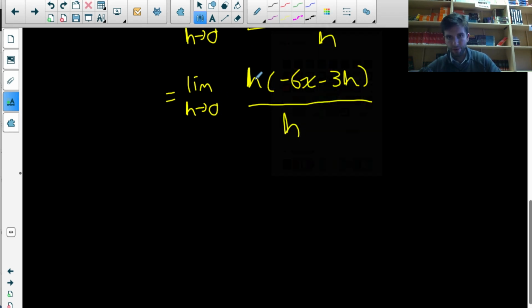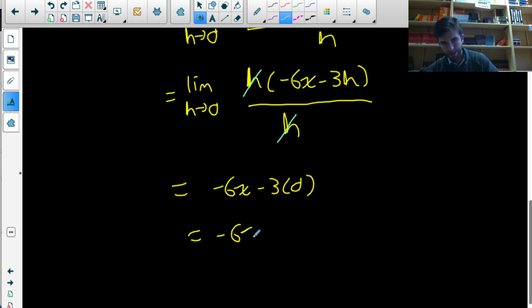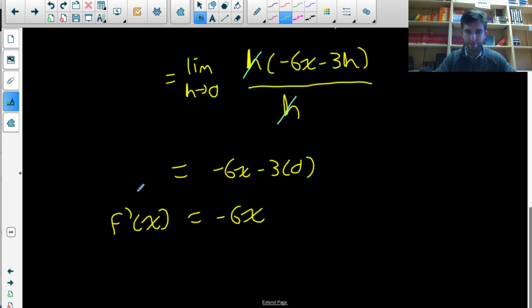So I'm able to cancel those out, right? h over h is 1. And what I'm left with is negative 6x minus 3h. And that I can actually plug 0 into and get a value for. So negative 6x minus 3 times 0 equals negative 6x. So that's the equation of the derivative: f prime of x equals negative 6x.